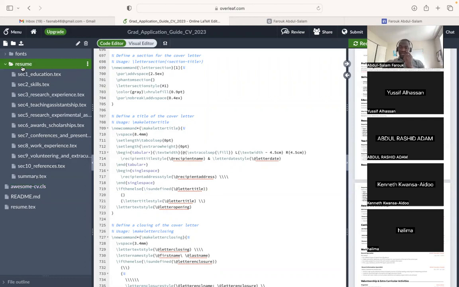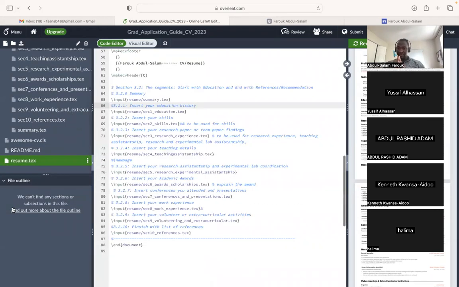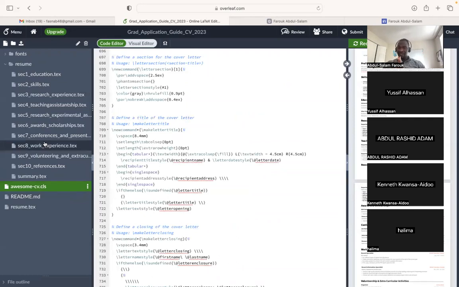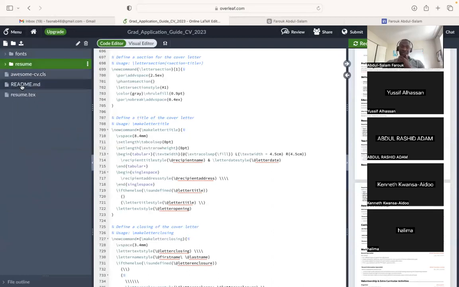Then you also create a different folder. So when you come to LaTeX, we are done with understanding what resume.tex is. We are done with understanding the awesome-cv.cls, which I clearly mentioned that no one should touch. We now understand these two files. The next step is for you to create two separate folders. The icon you see here, which says resume, is going to be a folder.